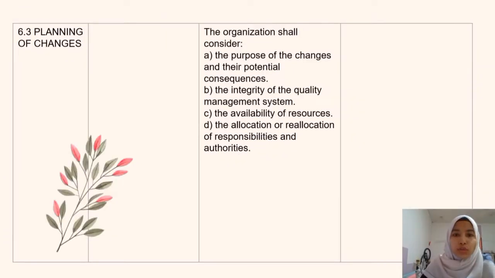Okay, so lastly is 6.3, which is planning of changes. This clause only applies to ISO 9001, where the organization shall consider the purpose of the changes, where they need to identify the reason why the changes happen and what the effects will be, that is, the integrity of the quality management system, the availability of resources, and the allocation and reallocation of responsibilities and authorities. Okay, that's all for clause 6, which is planning.